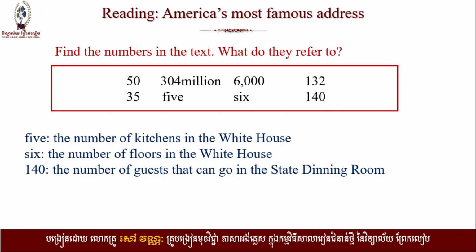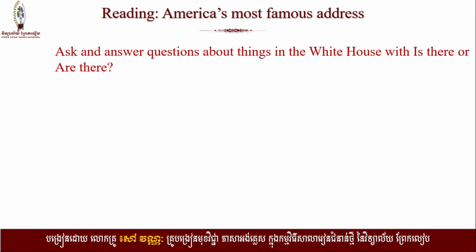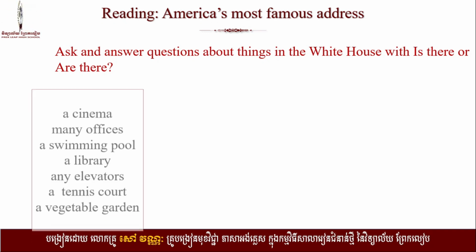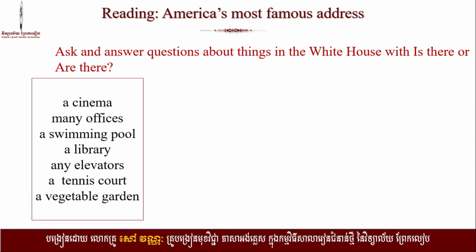140, if you remember, it refers to the guests that can stay in the state dining room. Ask and answer questions about things in the White House which is there or are there. A cinema, many offices, a swimming pool, a library, any elevators, a tennis court, a vegetable garden.